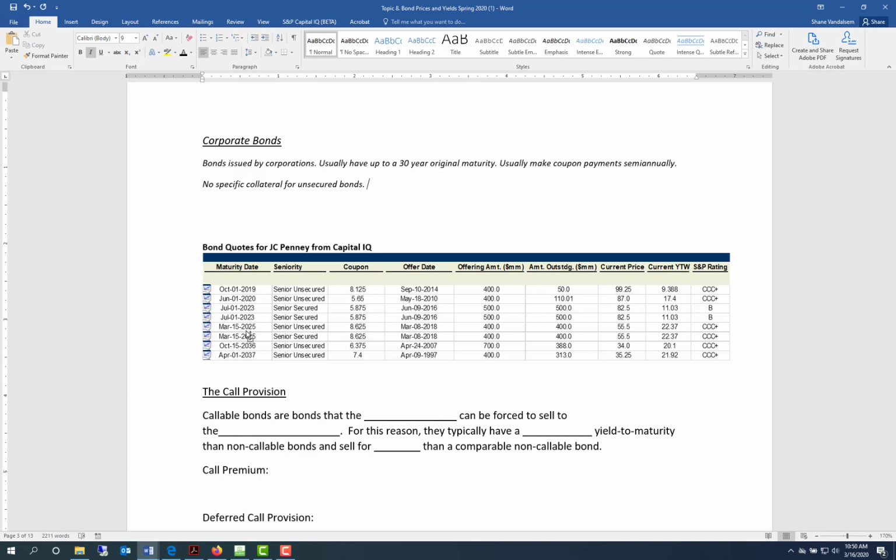Sometimes you'll see these being backed up just by the regular security interest placed on the working capital of the company or on equipment of the company. So we can look here and see what their annual coupon rates are. So they range from 8.265% down to 5.65%. The offer dates are going to have an effect on that.